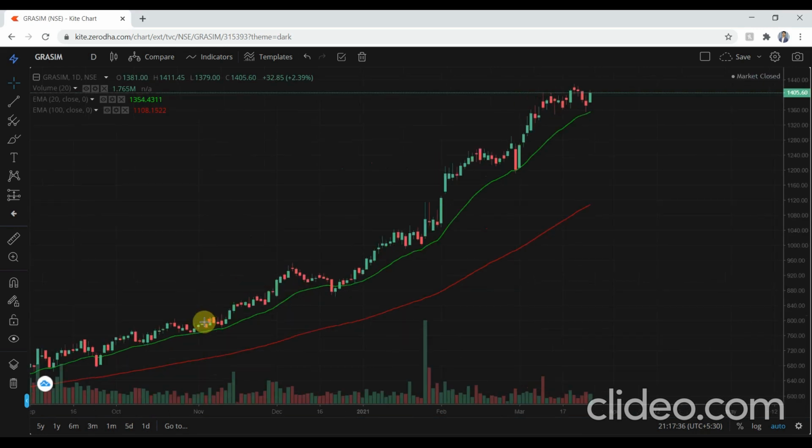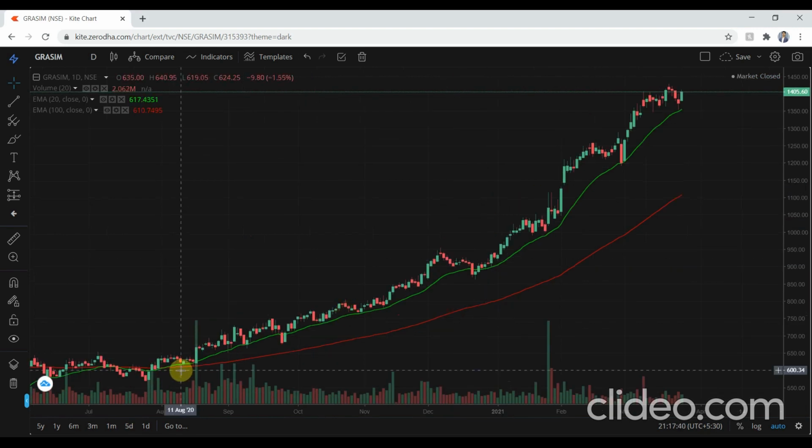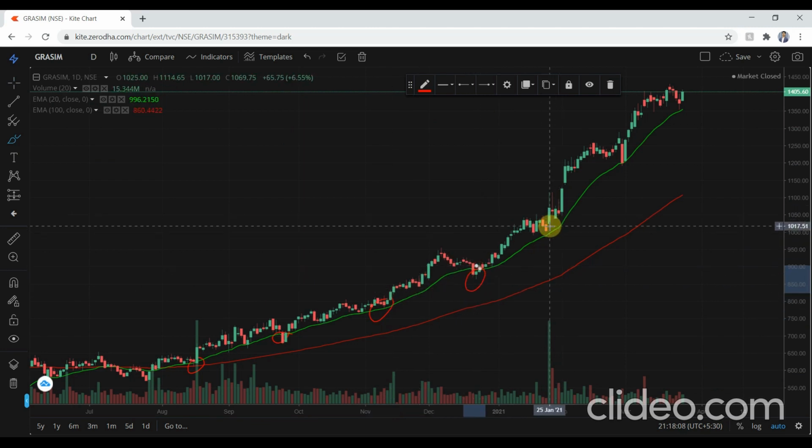Okay, so it has shown a bullish move from here to here. The 20 EMA has not fallen since 7th of August 2020. Again, you might notice an interesting thing here, that the stock price keeps on taking support. Let me just highlight it. In the 20 EMA, you can see right here, it has taken so many supports.